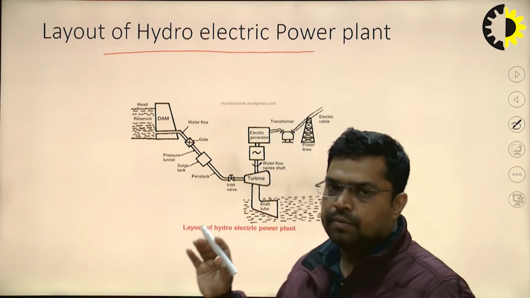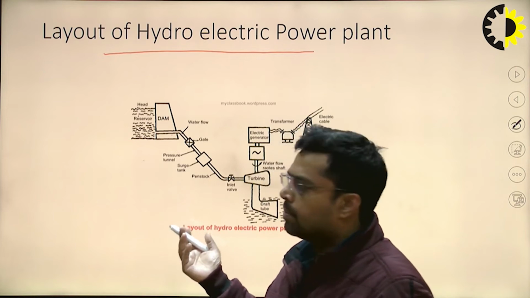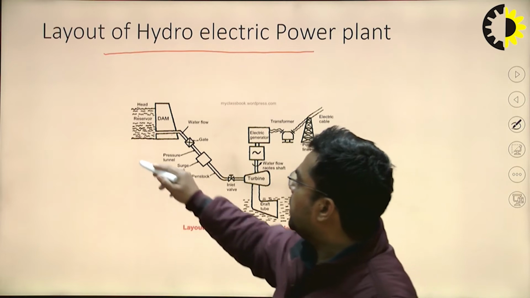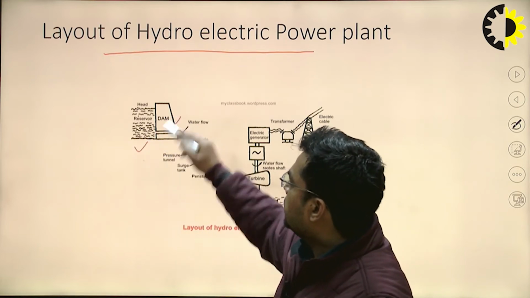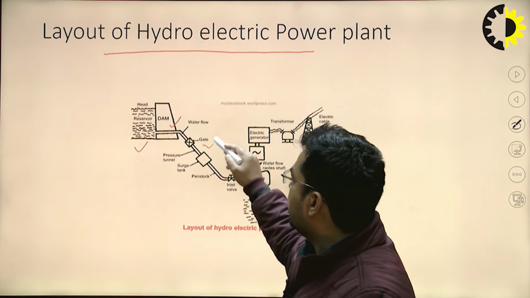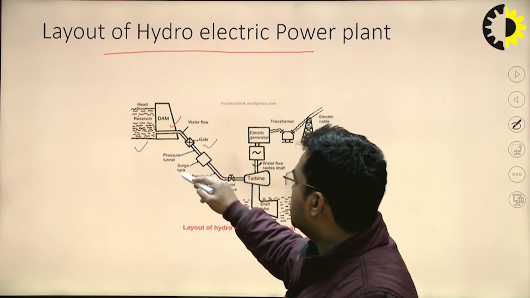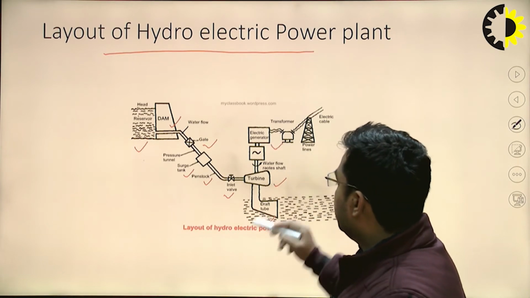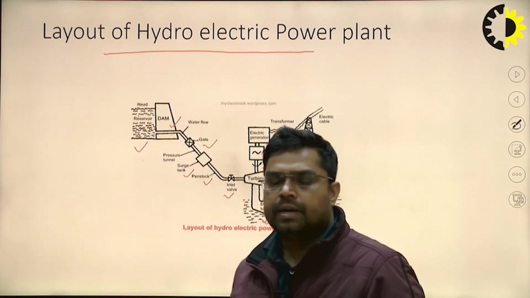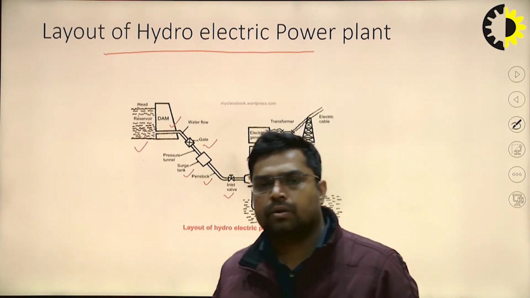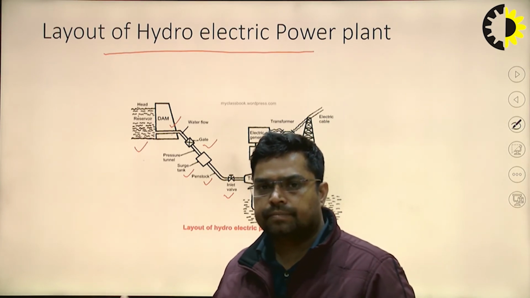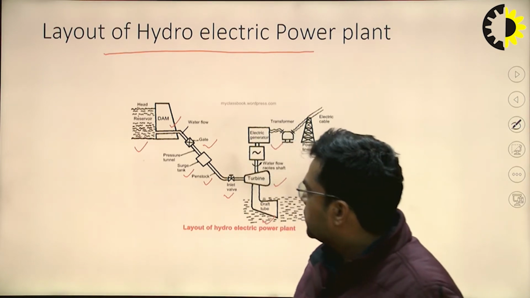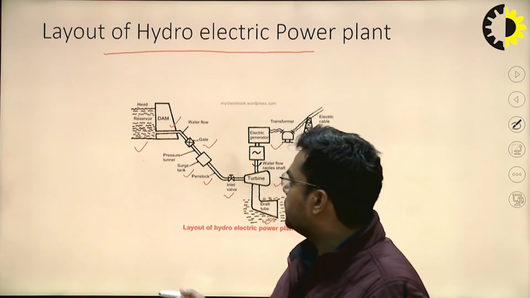So first of all, going to the layout of the hydroelectric power plant, we will discuss some of the components of the hydroelectric power plant, like reservoir. Second one is dam. Then gate, penstock, surge tank, inlet valve, turbine, electric generator, draft tube. These are some brief components, or you can say parts, of the hydroelectric power plant. I will discuss here one by one what each is.